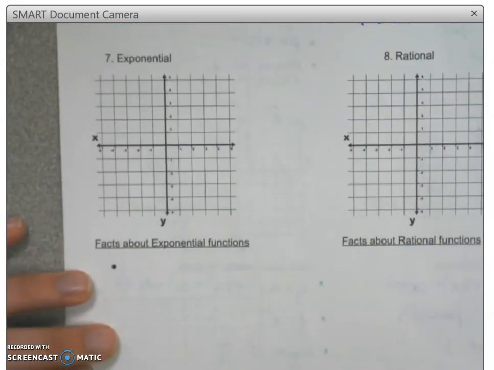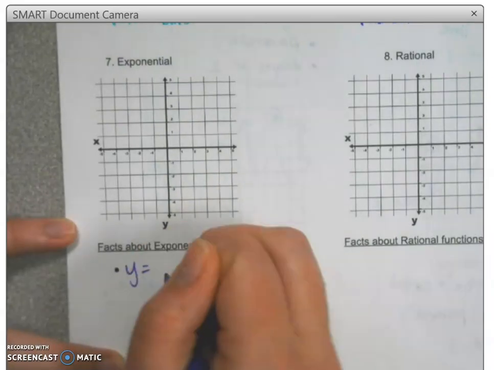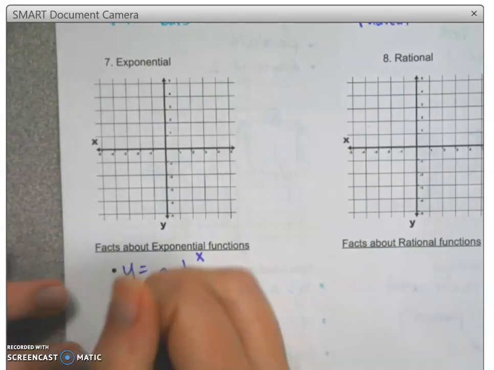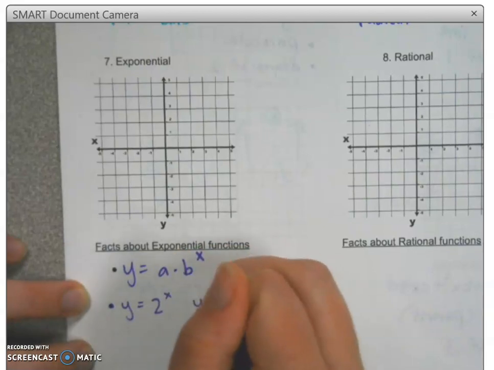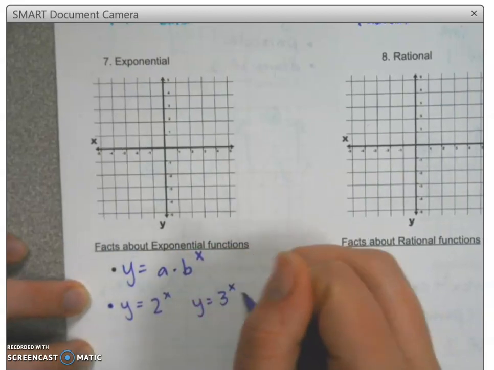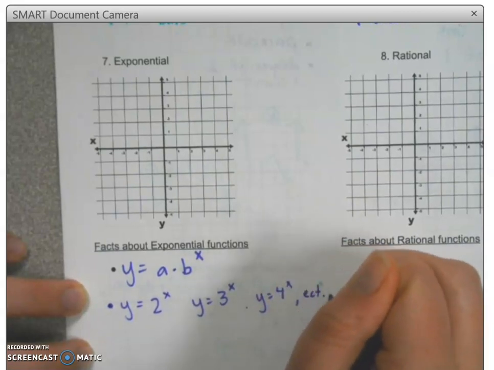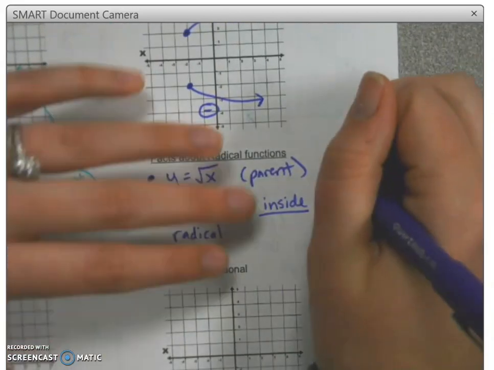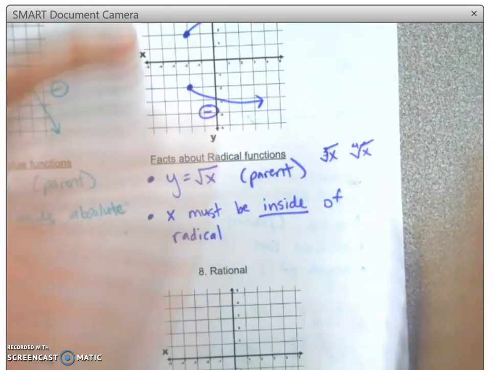Okay, next we have exponential. The standard form is y equals a times b to the x power. This one also has lots of parent functions, so you can have y equals 2 to the x, y equals 3 to the x, y equals 4 to the x, etc. Those are all parent functions, just like up here you could also have cube root, so I'll put that just so you can see it. You can have cube root, you can have fourth root. They're all parent functions.